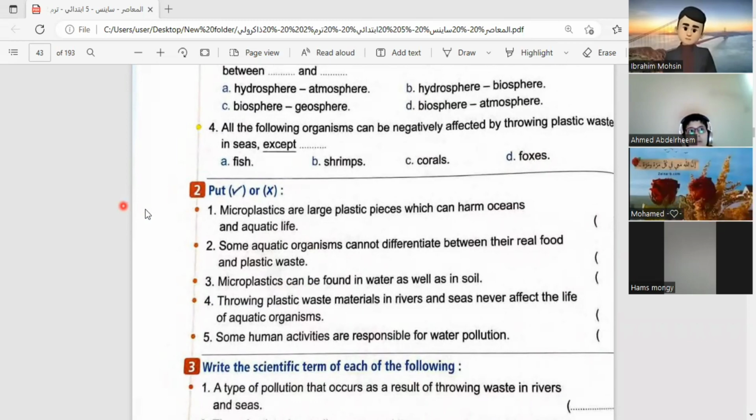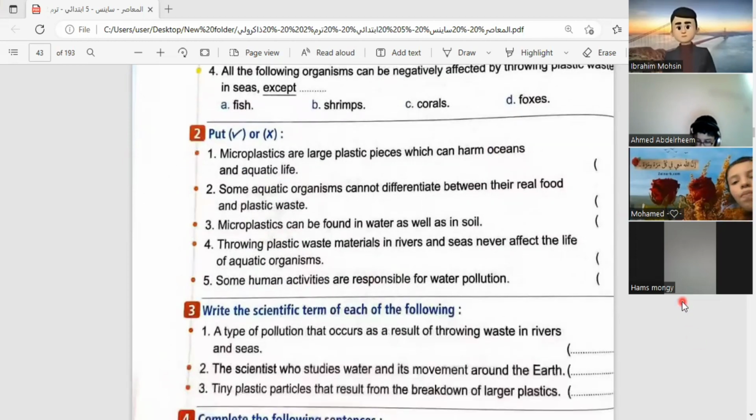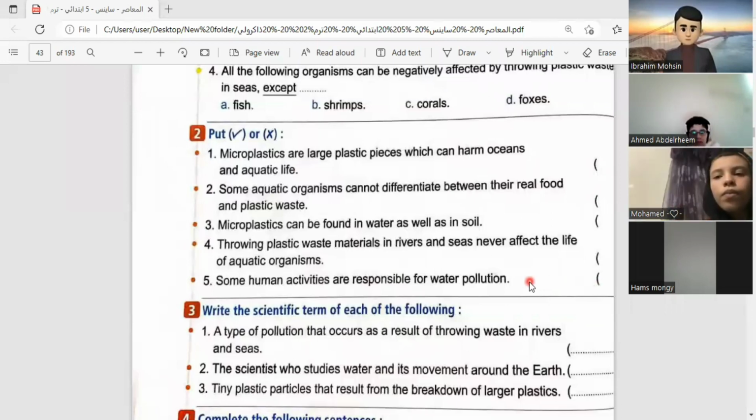Number 2: some aquatic organisms cannot differentiate between their real food and the plastic waste. True. Number 3: microplastics can be found in water as well as in soil. True. Microplastics can be found in water as well as in soil, the water of rivers and the soil of rivers.